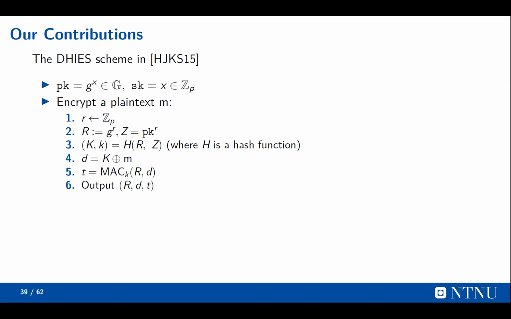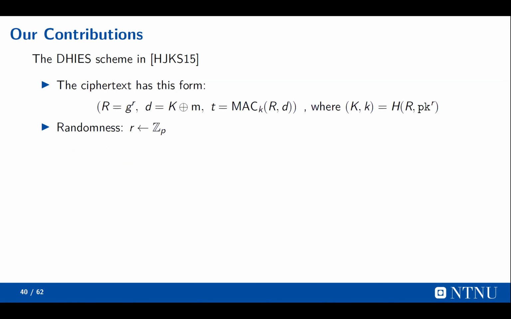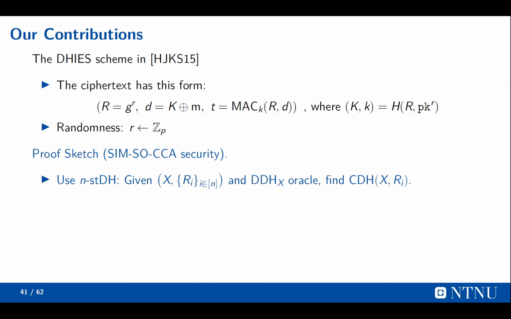We use the first key to do encryption, and the second key to compute the message authentication code. So in the DHIES scheme, the ciphertext has this form, and the randomness is just the exponent, small r. How do they prove the SIM-SOCC security of this scheme? They use the multi-challenge strong Diffie-Hellman assumption. Because in SIM-SOCC security there are unchallenged ciphertexts, they directly embed the problem instance into the challenge ciphertext.